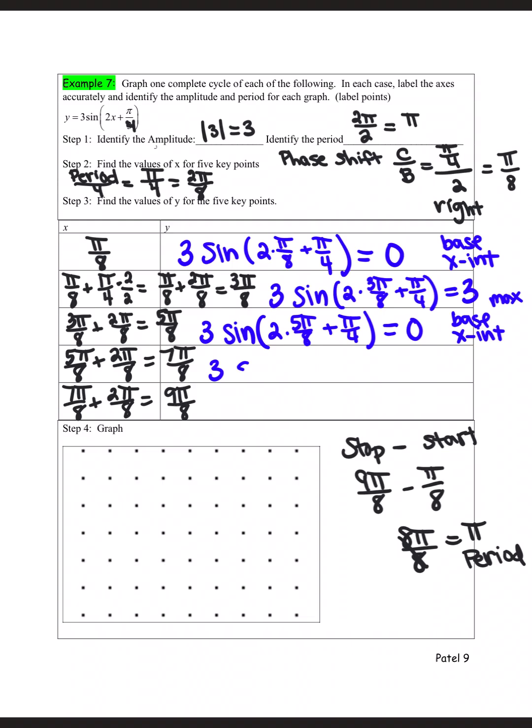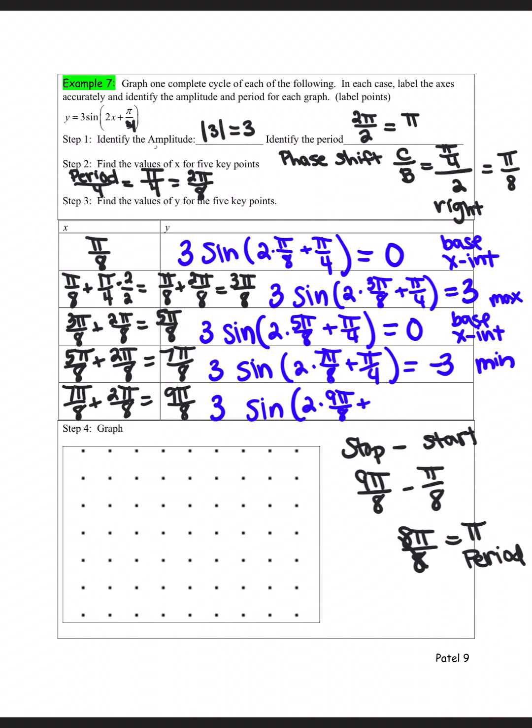The next one, 3 sine of 2 times 7 pi over 8 plus pi over 4. That gives me my min, which is -3. And 3 sine of 2 times 9 pi over 8 plus pi over 4. That gives me my 0, which goes back to the base or x-intercept.